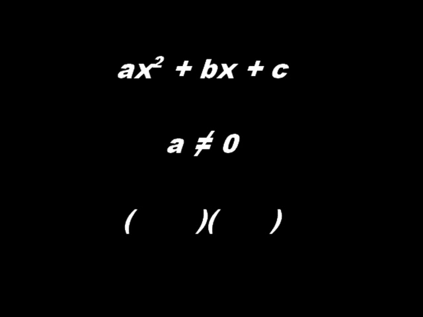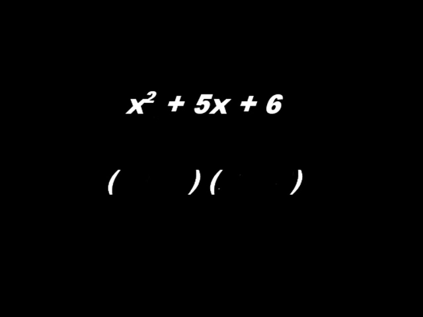We're going to restrict ourselves to the case where A is 1, that's to say there's no number in front of the x squared. For example, x squared plus 5x plus 6. If the number term is positive, both brackets have the same sign as the middle term, positive in this case.